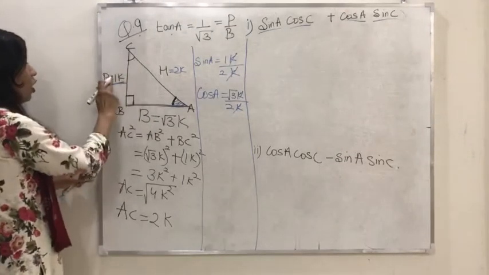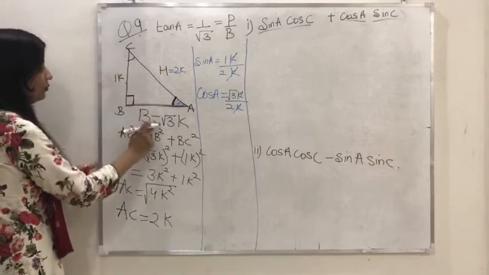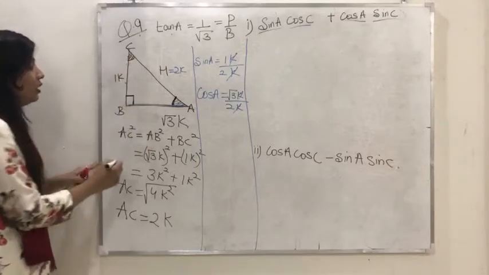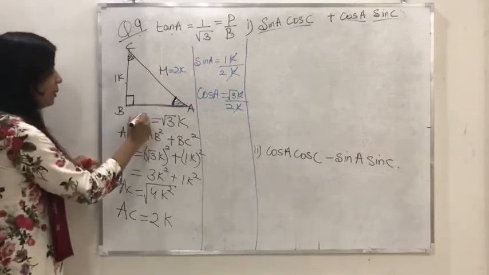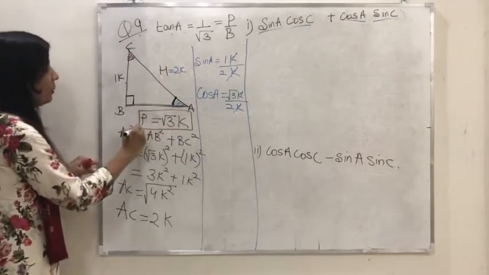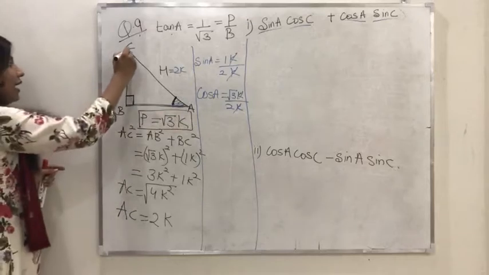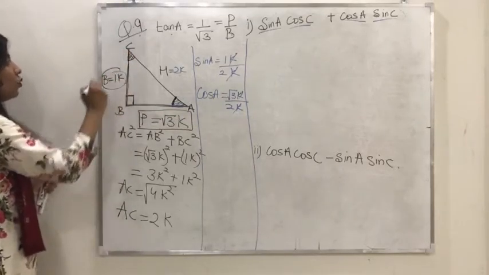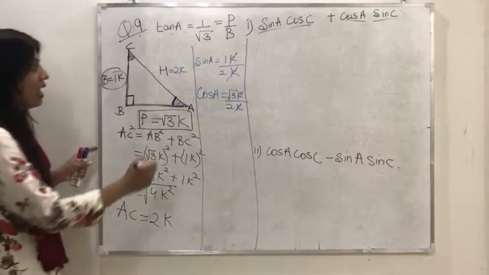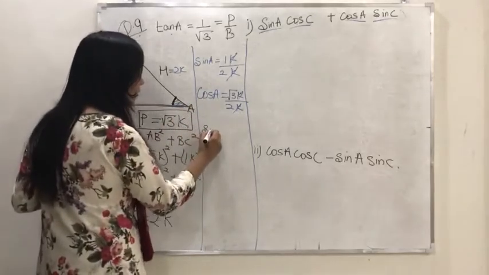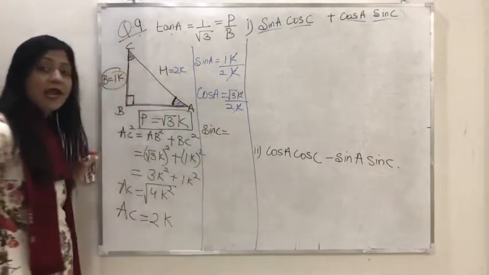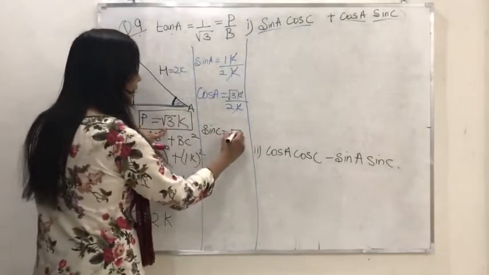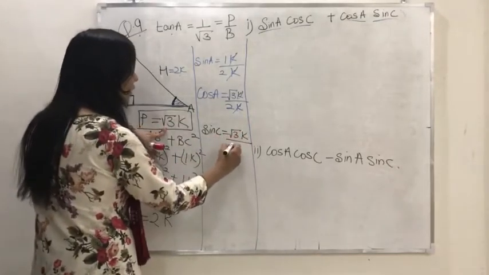If I am talking about angle C, the side opposite to angle C will be my perpendicular, and the side adjacent to angle C will be my base. So my base is 1K. Now again I have to find sine C. Sine C is perpendicular upon hypotenuse. So perpendicular is root 3K upon hypotenuse 2K.